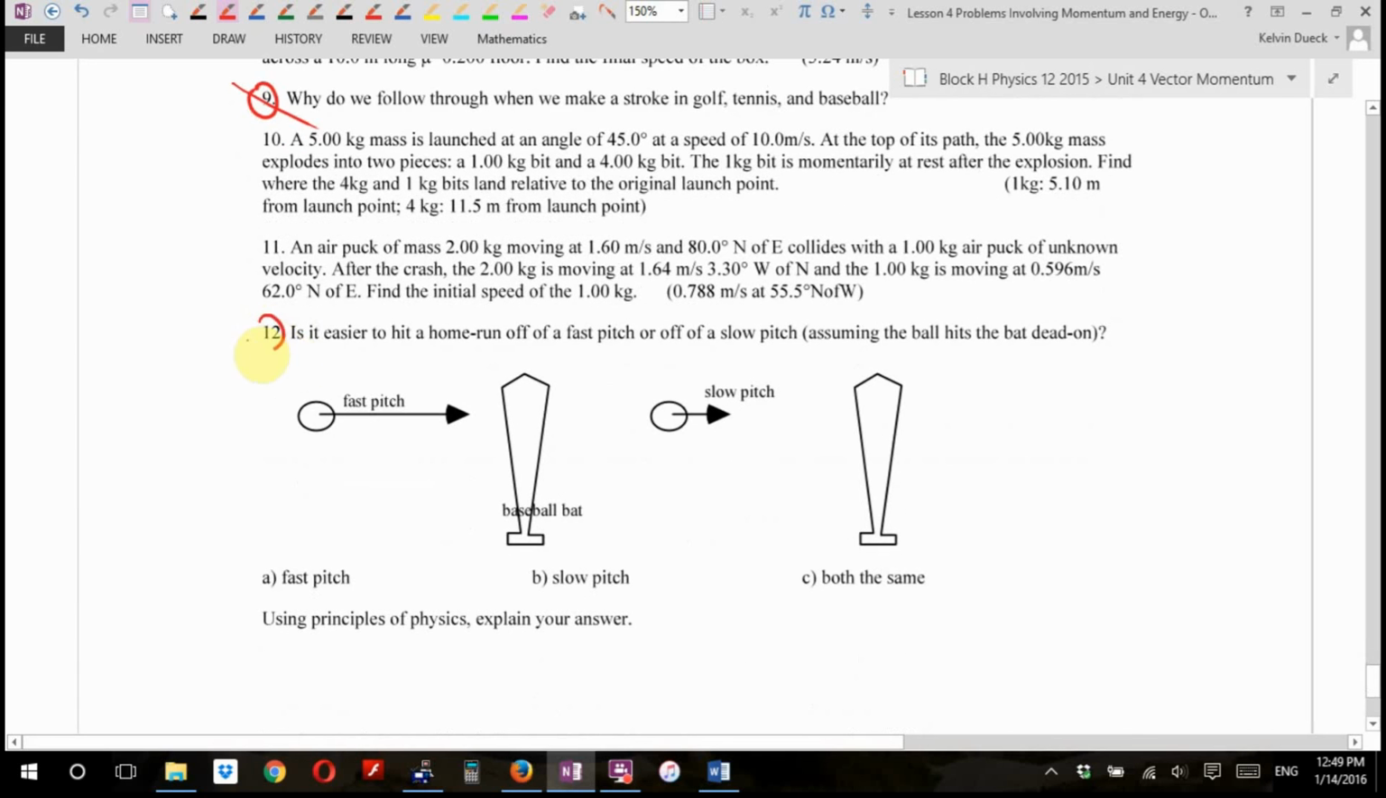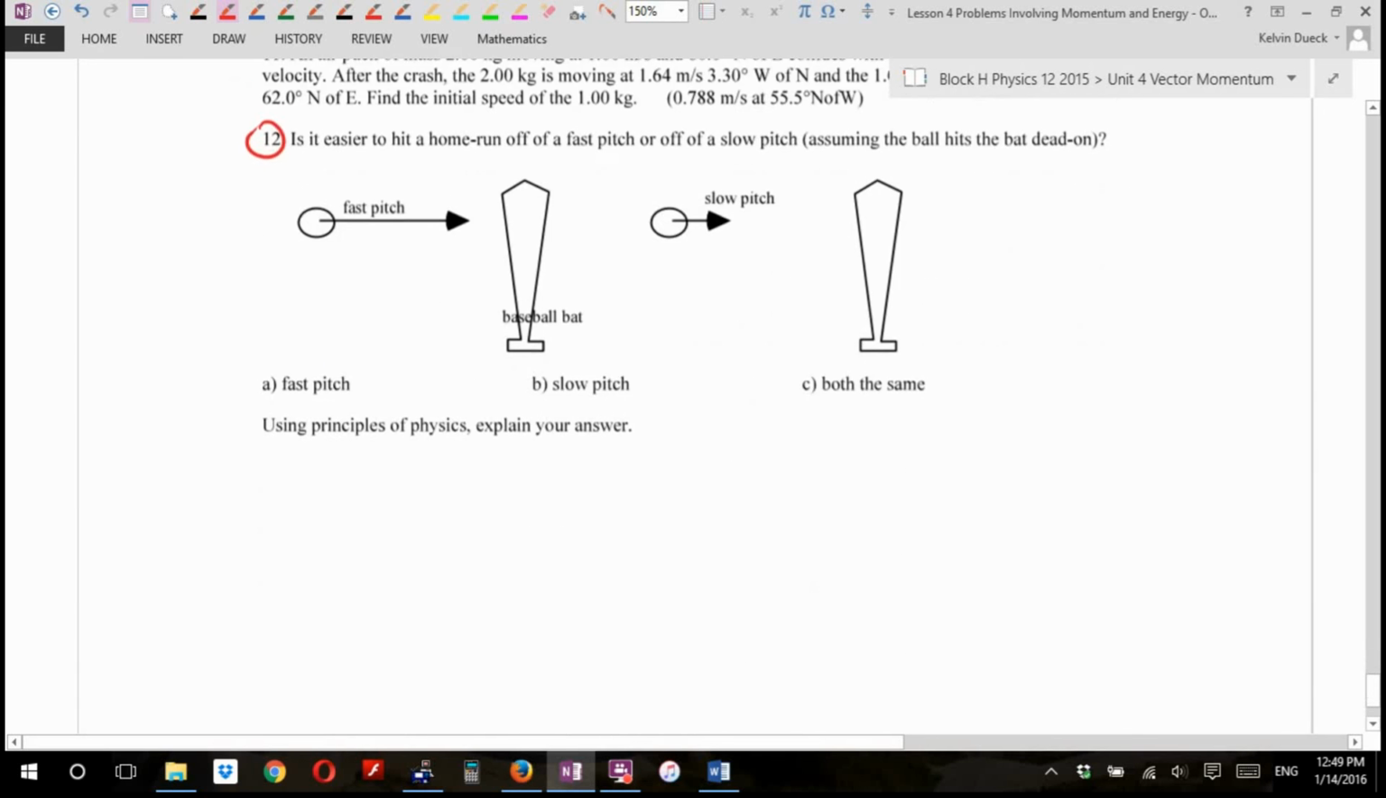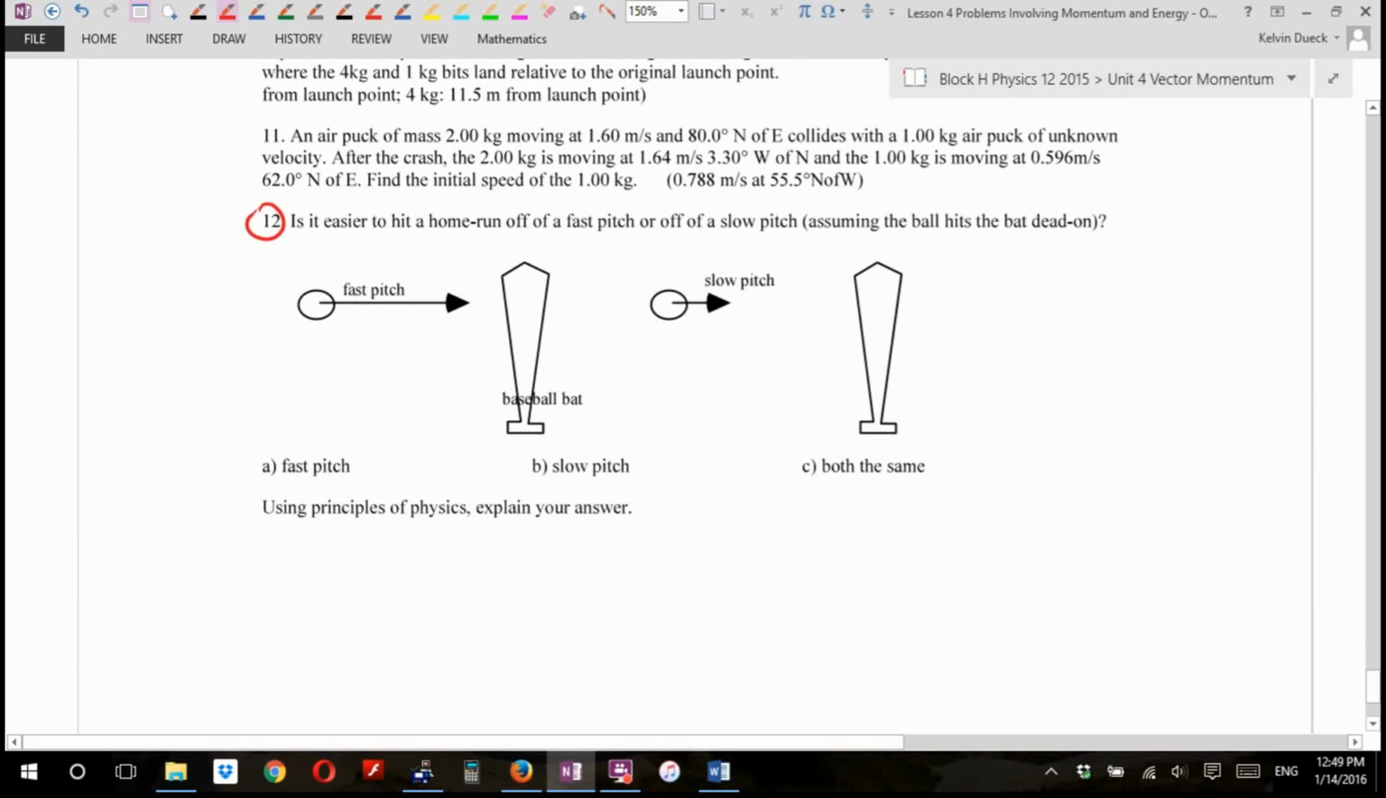I'll let you think about number 12. That's a nice baseball-y, sportsy question. Is it easier to hit a home run off of a fast pitch or off of a slow pitch? Okay, I'll let you think about that. Using principles of physics, explain your answer.